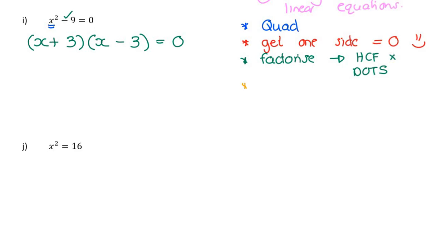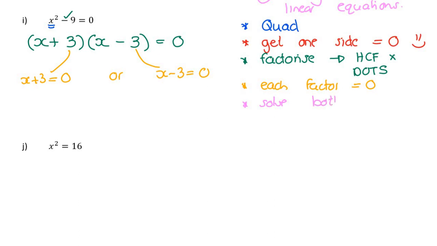And my next step is each factor could be 0. So I'm going to get two answers by saying either x plus 3 could be 0 or x minus 3 could be 0. So my last step is to solve both of these equations. If I look at the first one, I'm going to subtract 3 on both sides, so I get x is negative 3. And the second one, I'm going to add 3 to both sides, so I get x is 3. And those are your 5 steps that you need to talk yourself through.